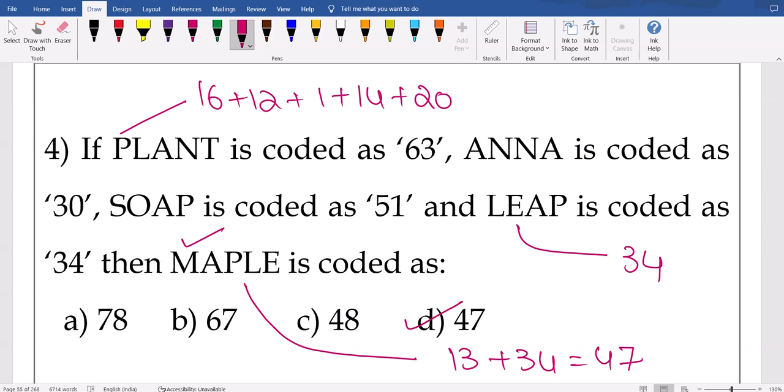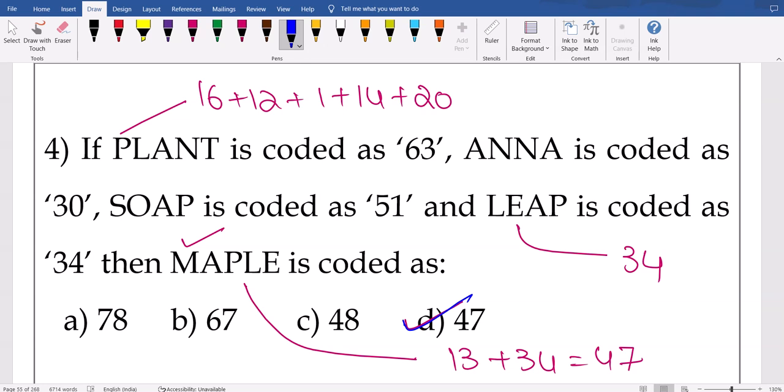The letters of LEAP are available in MAPLE also. A plus B plus A, there is no problem. Addition, right? So only the M letter is extra. Add 13 extra for that, 47. It's straightforward addition only. But leap is 34, where you have L, A, P, E, all letters, available in Mettl also. M extra we are considering, the rest we are taking from the same. We can go with option D as the answer.